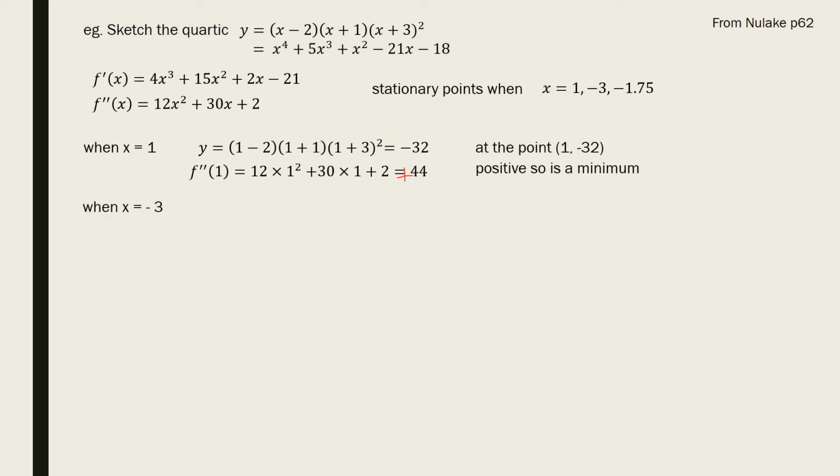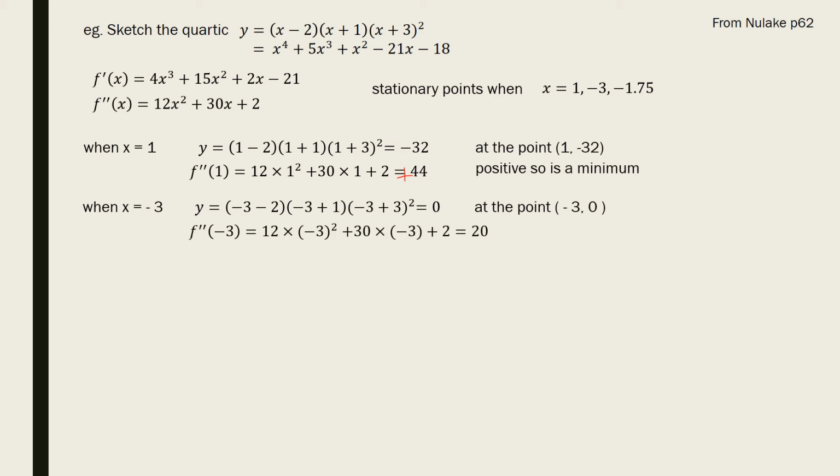We'll do the same for when x is negative 3, and we substitute negative 3 into there and we find out that it equals 0. So we've got another point at negative 3, 0. Again we put it into the f double dash and we find out that it's 20. The fact that it's positive 20 indicates that it's a minimum.